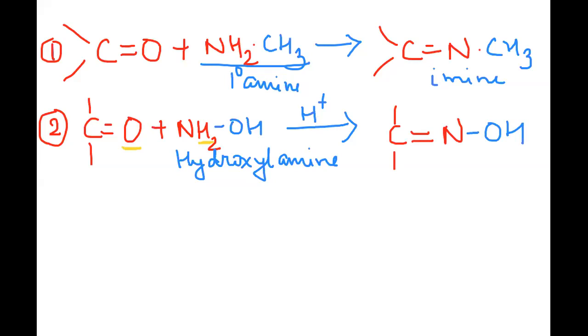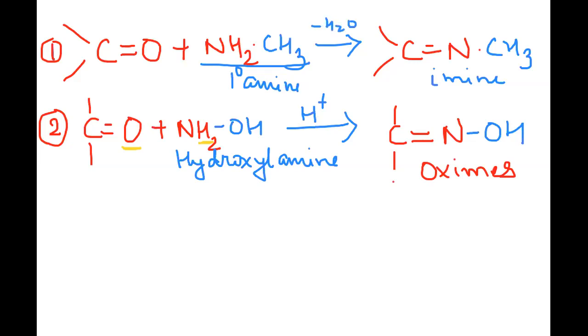Now, what is the name of this compound? These compounds are called oximes. Suppose it is an acetaldehyde group, then one of these is going to have a CH3 group, and it is going to become ethanal oxime. Always in all these cases, there is a removal of a water molecule.